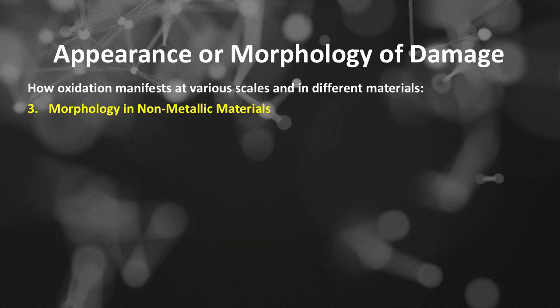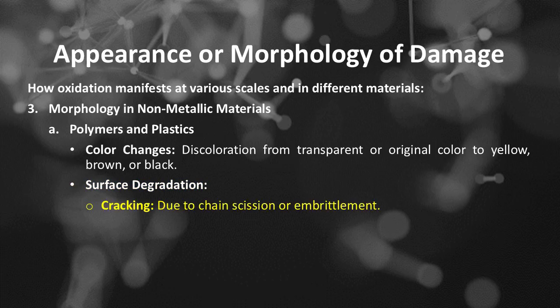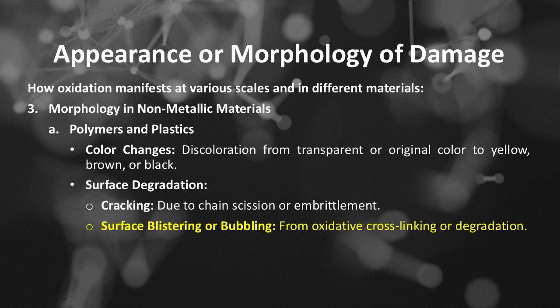Number 3 is morphology in nonmetallic materials. Number A of morphology in nonmetallic materials is polymers and plastics. Polymers and plastics color changes: discoloration from transparent or original color to yellow, brown, or black. Polymer and plastic surface degradation includes cracking due to chain scission or embrittlement, and surface blistering or bubbling from oxidative cross-linking or degradation.